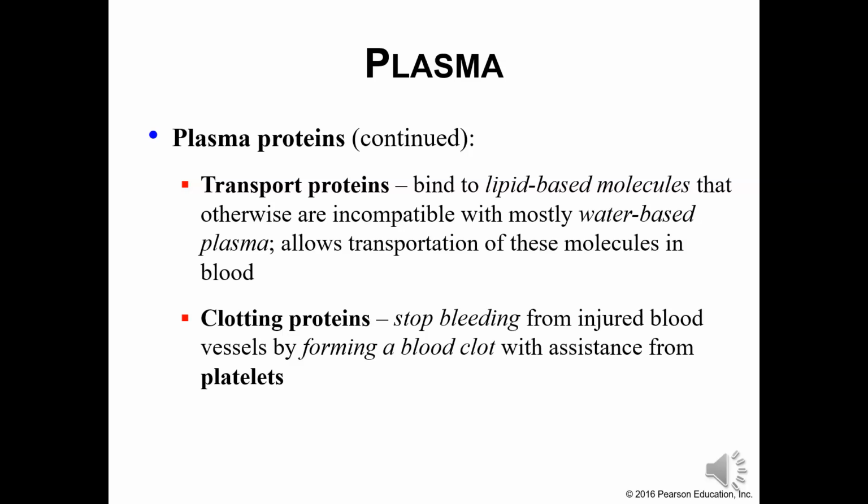Clotting proteins, which form part of our coagulation cascade, are very important for controlling bleeding, stopping a person from bleeding when an injured blood vessel forms a blood clot, with assistance also from the platelets. So with the combination of platelets and coagulation proteins, or clotting proteins, the blood will basically coagulate on average in about 1 to 3 minutes.